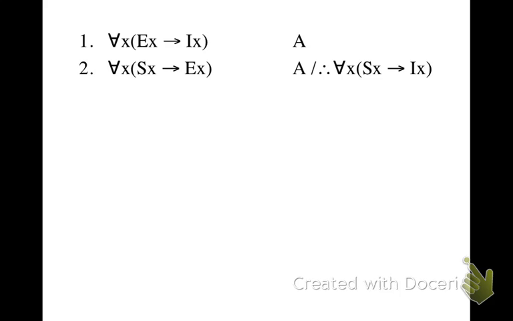Okay. Suppose we have two premises. First, for all x, if ex, then ix. And then, for all x, if sx, then ex. And our conclusion is then, for all x, if sx, then ix.